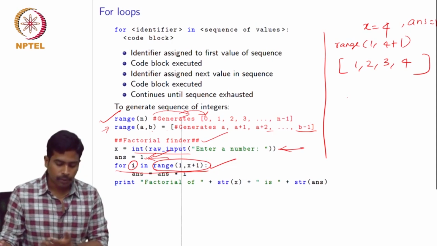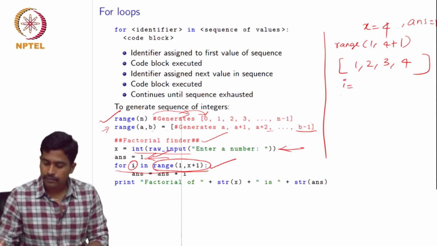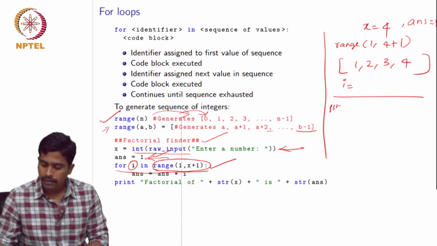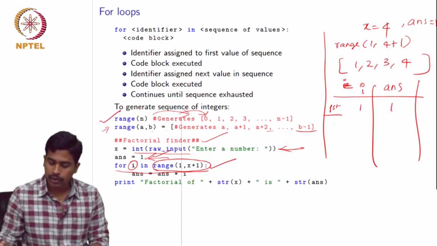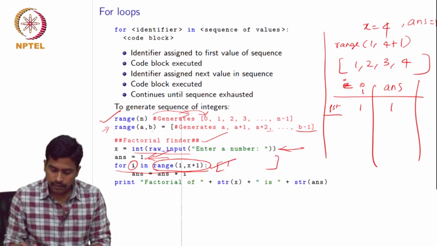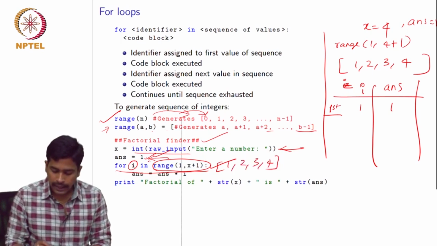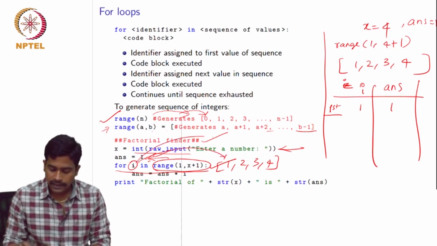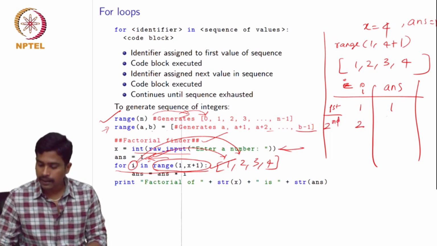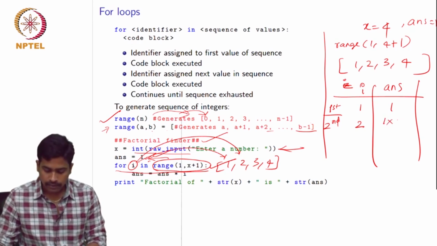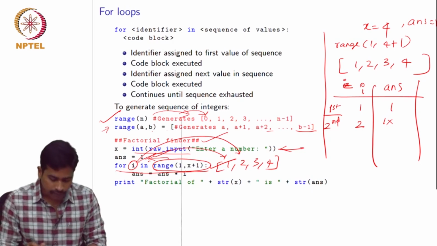So when the loop is initially started, the i value and answer value we will see in this table. On the first iteration i is 1, answer is 1, right. After the first iteration the loop goes back again. Initially i is assigned 1, after the first iteration i is assigned 2. So now i equals 2 and the answer is answer multiplied by i, okay.